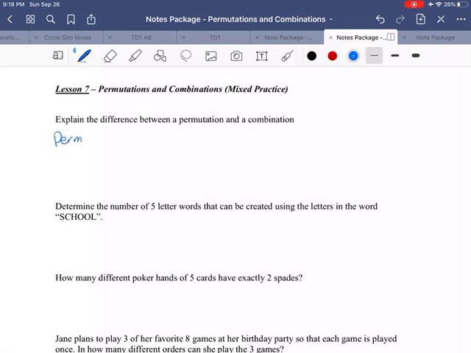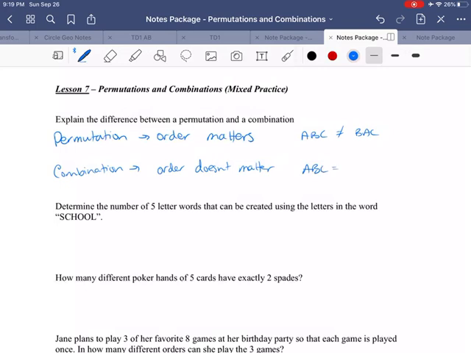In a permutation, the order matters. Okay. So like ABC is not equal to BAC, for example. Okay, they're different, unique things. A combination, order doesn't matter. Okay, ABC would be equal to BAC if it's the same groups.